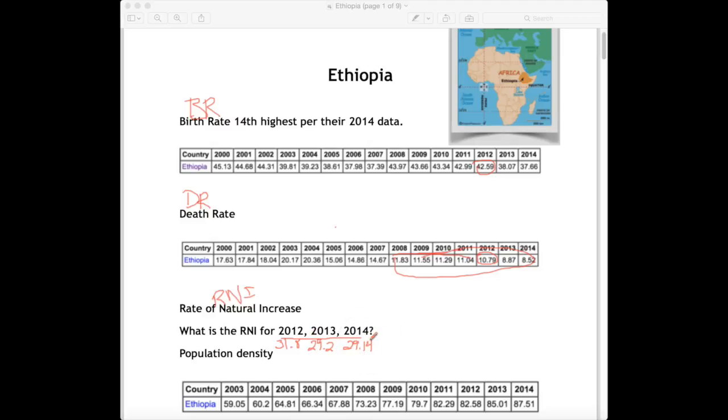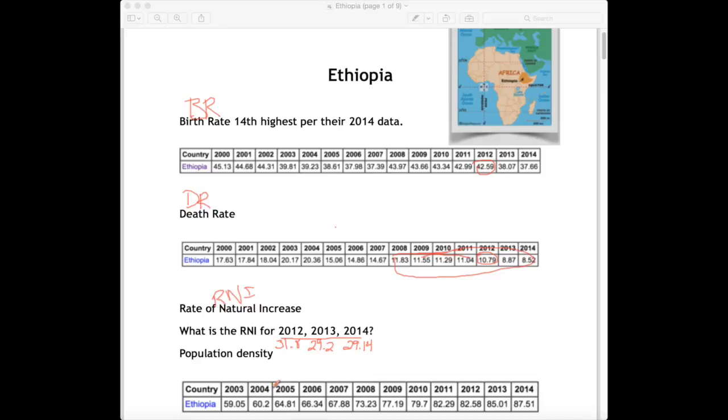So notice that those are, again, fairly large rates of natural increase. People are having lots of babies. The population is growing fairly rapidly in Ethiopia. Compare that to, remember, Kenya was around, I think, 20, 22. Cambodia was about 18, something like that. So Ethiopia has a very high rate of natural increase, great population growth.